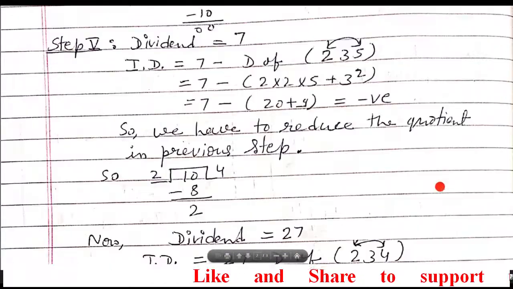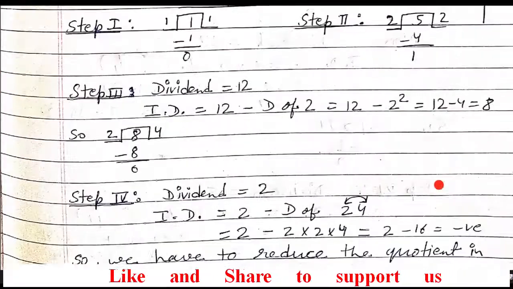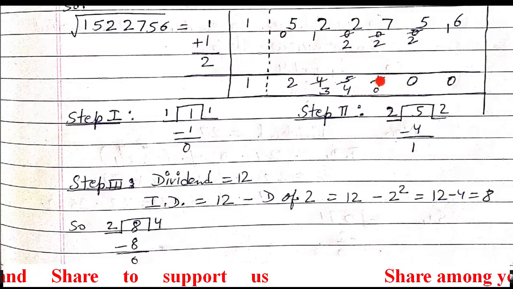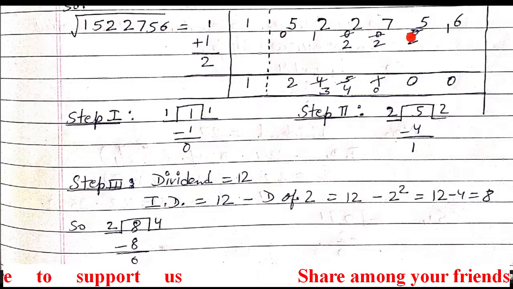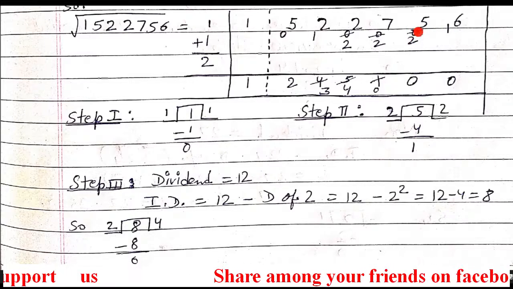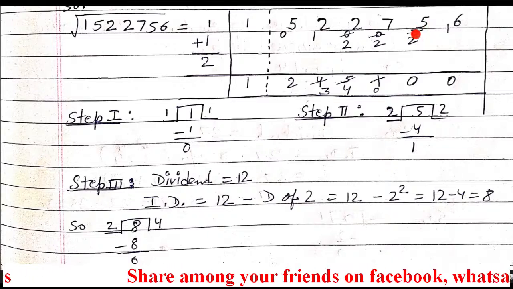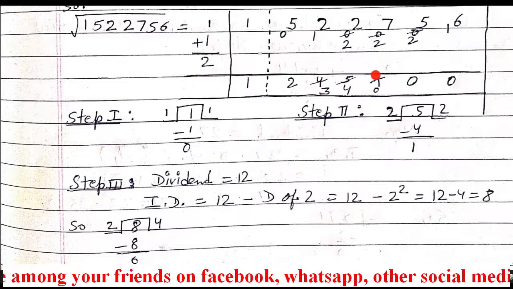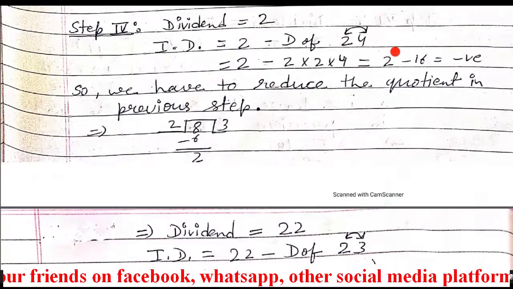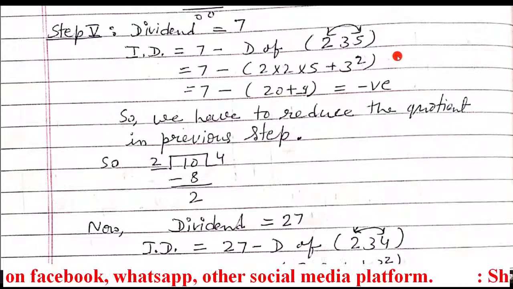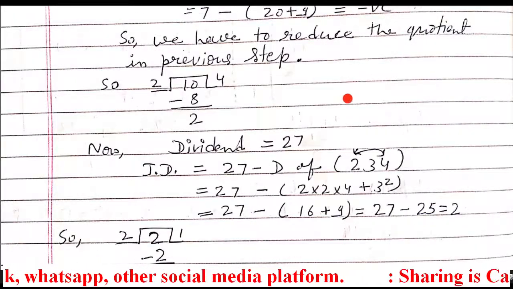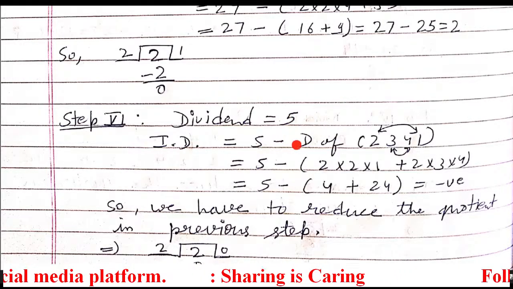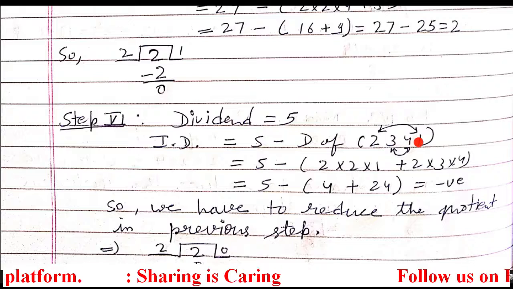So we will enter in the table. 1 is the quotient and 0 is the remainder. Now the new dividend is 05 and we have to improve 05. So D of 2, 3, 4 and 1. Here the dividend is 5. So 5 minus D of 2, 3, 4, 1.